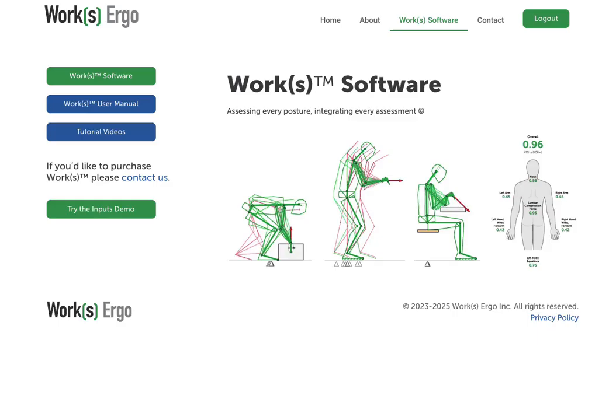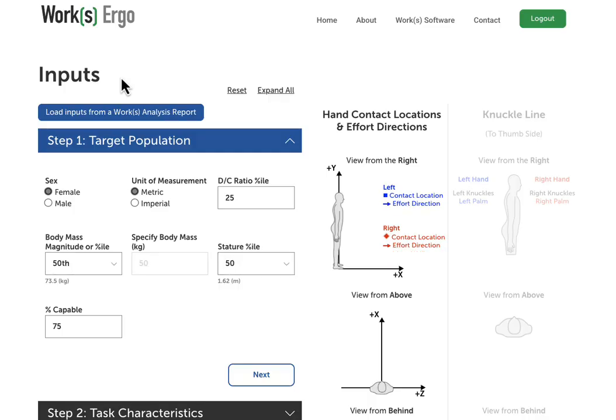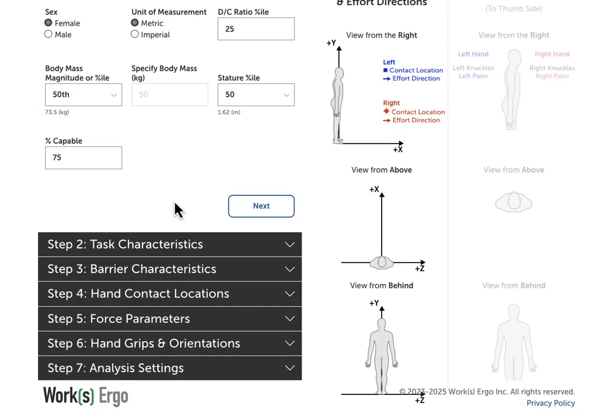So for starters, you would log in, and then you would come to this Works software page, and then you can click on Works software. So we're going to start from scratch. Once you have a report made, you can load it in here, and I'll show you how to do that at the end. So this is broken into a number of steps.